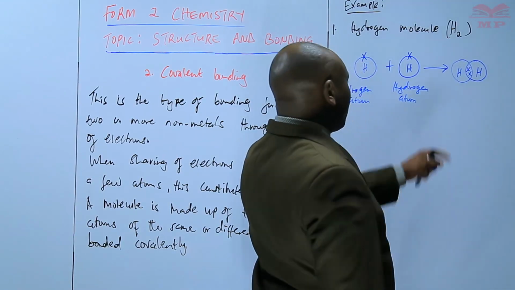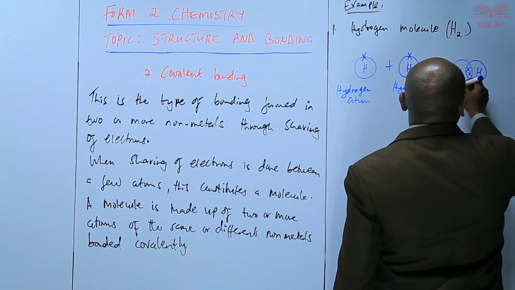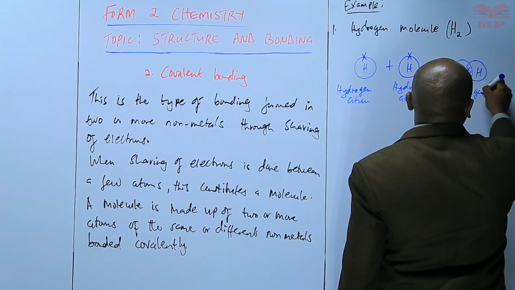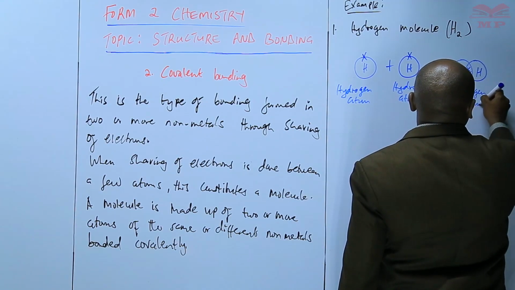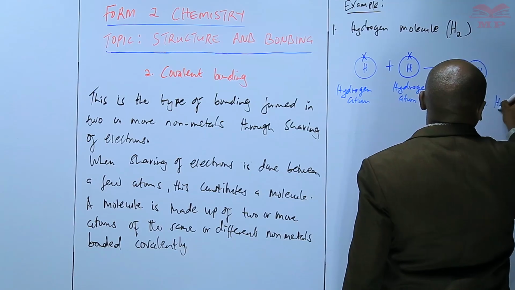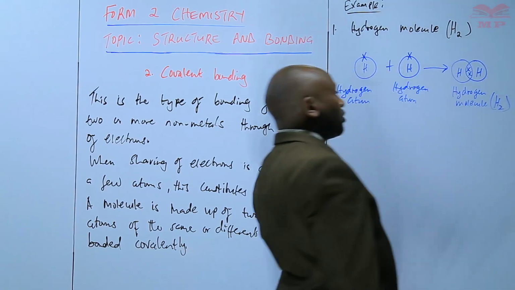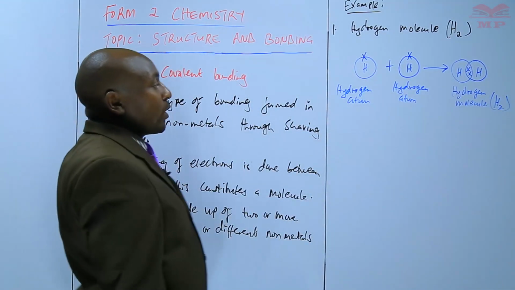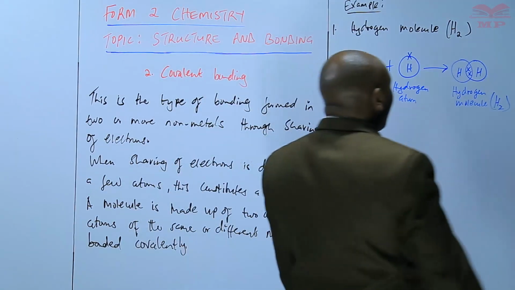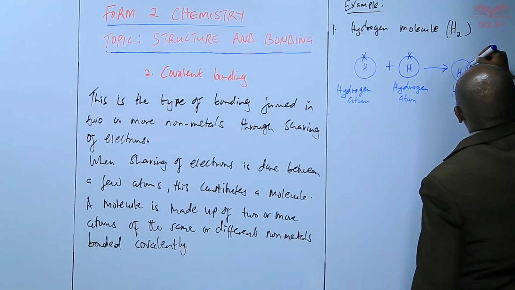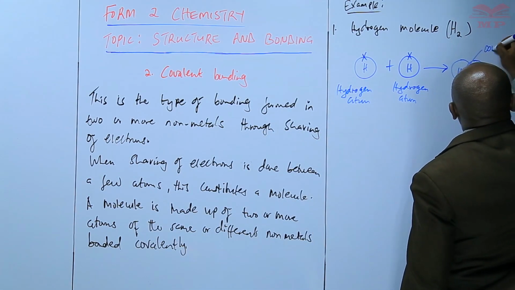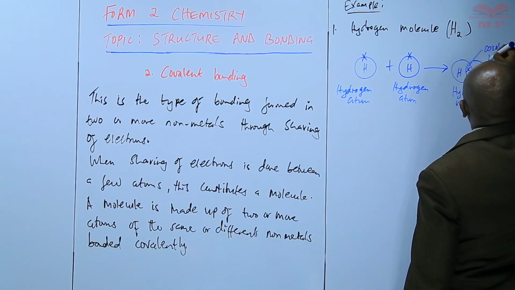So whatever has been formed here is now a hydrogen molecule, which is H2. It's H2 because it's made of 2 atoms. Then where is the covalent bond? The covalent bond is where the sharing is happening. So that is where the covalent bond is.